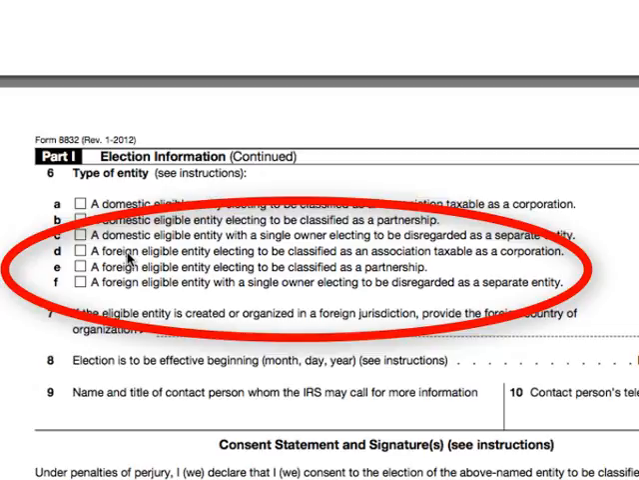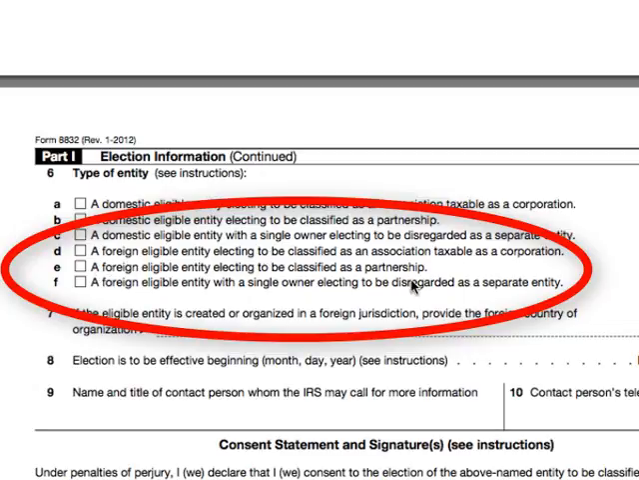First, D, they can choose to be a foreign eligible entity electing to be classified as an association taxable as a corporation. You can elect to be an association taxable as a corporation. That means you're going to have paid double taxes. It'll be treated as a C corporation. It'll be treated in some cases as a controlled foreign corporation. That can be a good or a bad thing, subpart F. It's not really relevant to you because, unless you want it to be a corporation, but you can elect to have it treated as a corporation.